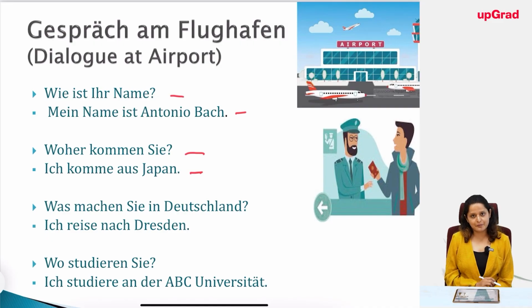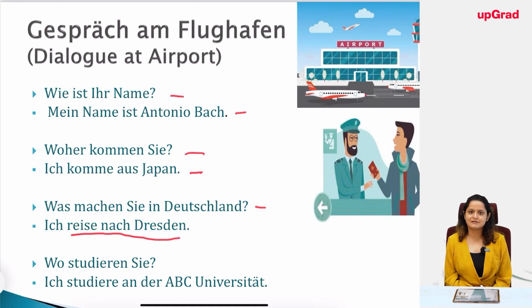It could be followed by a question asking you, was machen Sie in Deutschland? That is, what you are doing here in Germany. So for example, you are traveling to a city. You can tell them that you are going to this city by using the verb reisen. So for example, the response here can be ich reise nach Dresden.